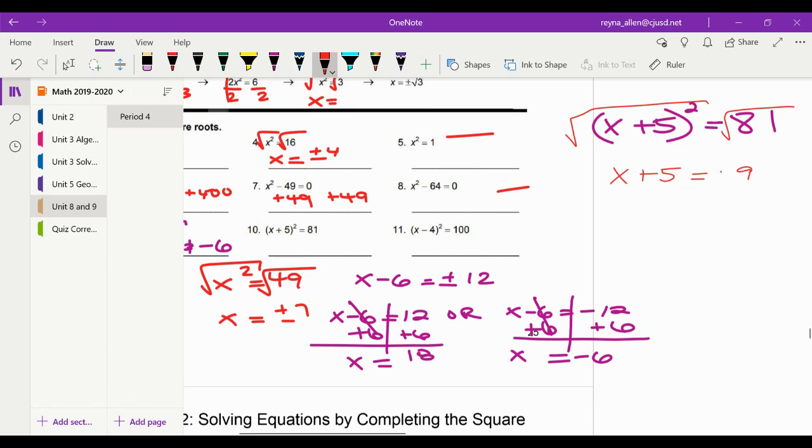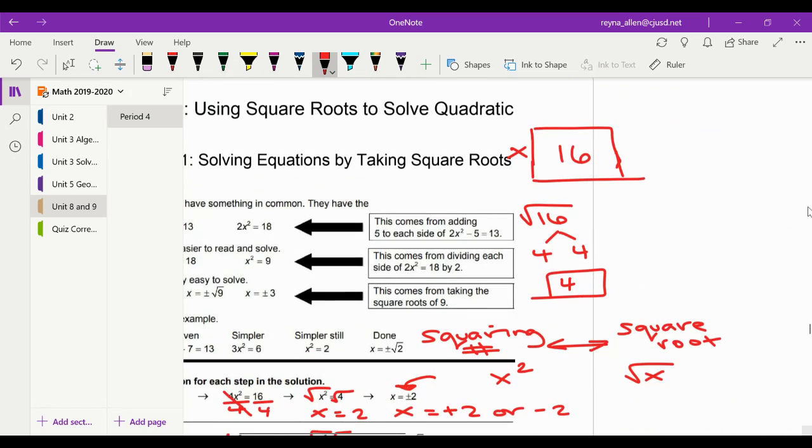And be careful, you don't want to forget your plus and your minus. If you only get one answer, that one answer is correct, but you didn't fully answer the question. You need to give both answers. Okay? So we got x plus 5 can either equal 9 or x plus 5 can equal negative 9.